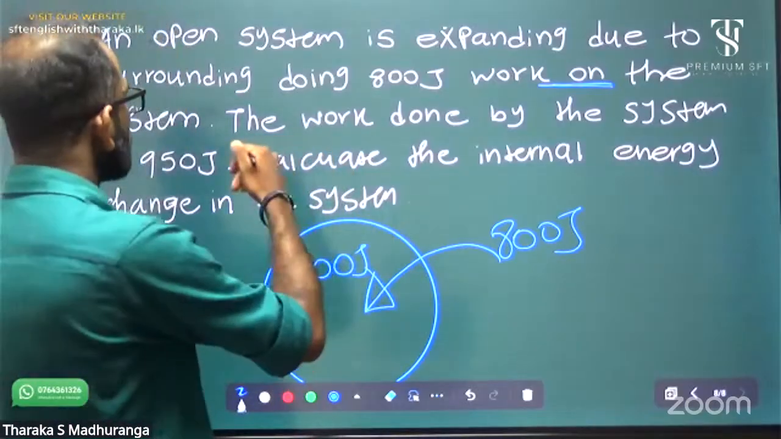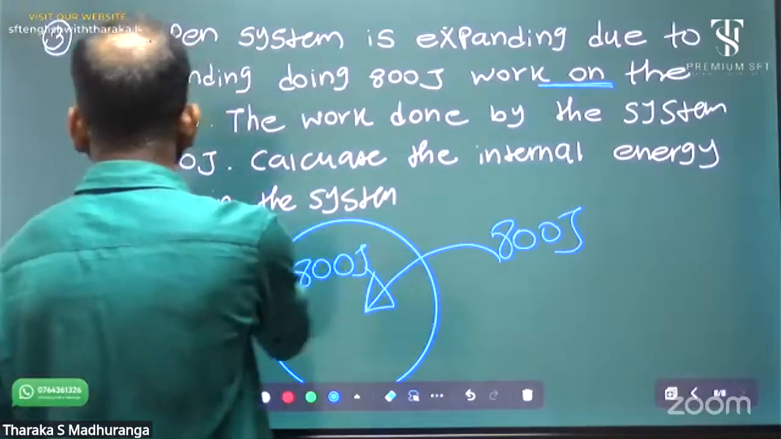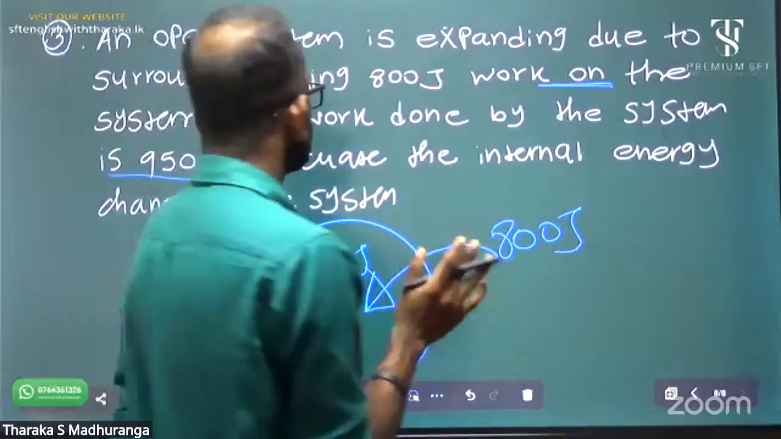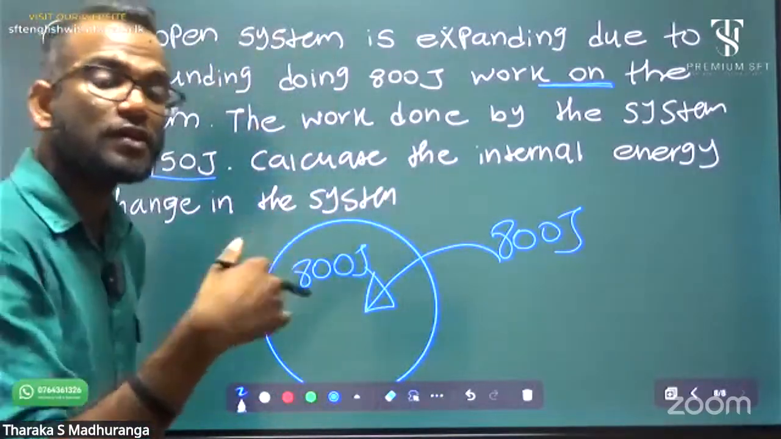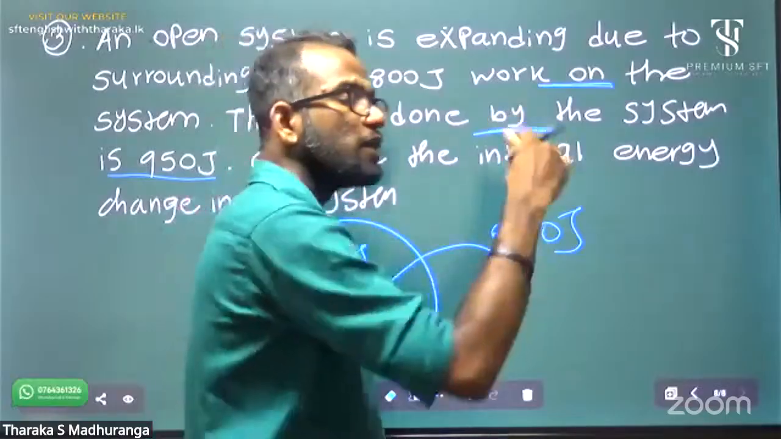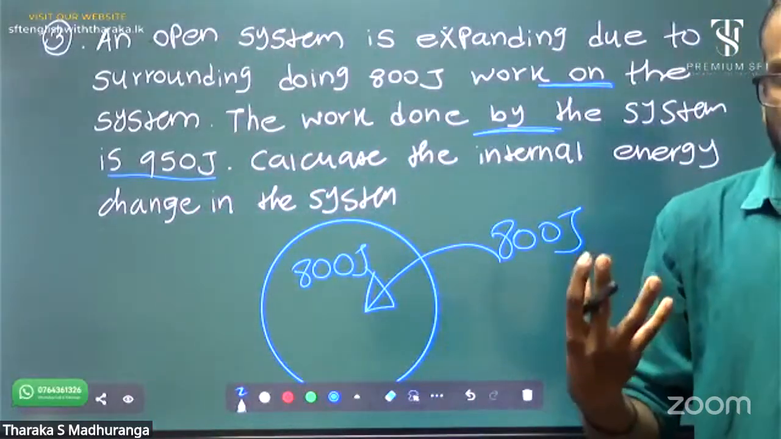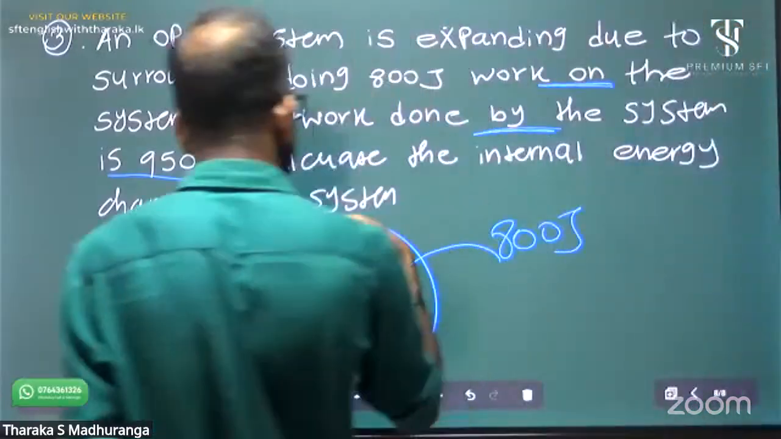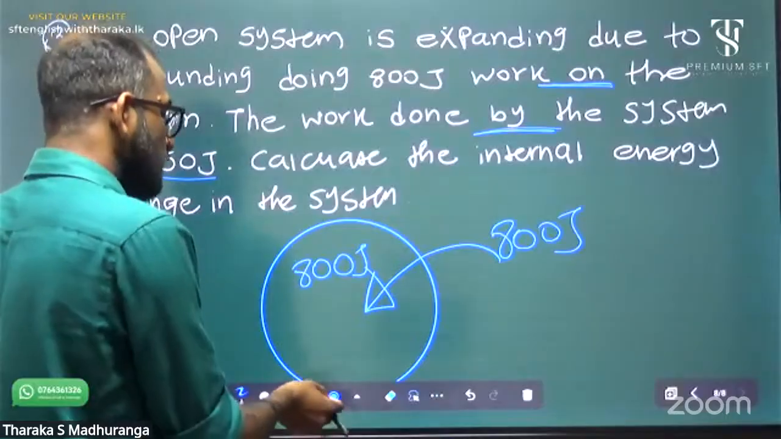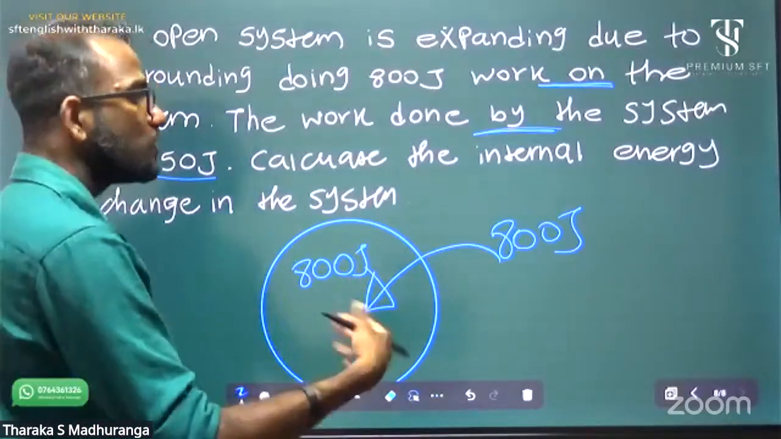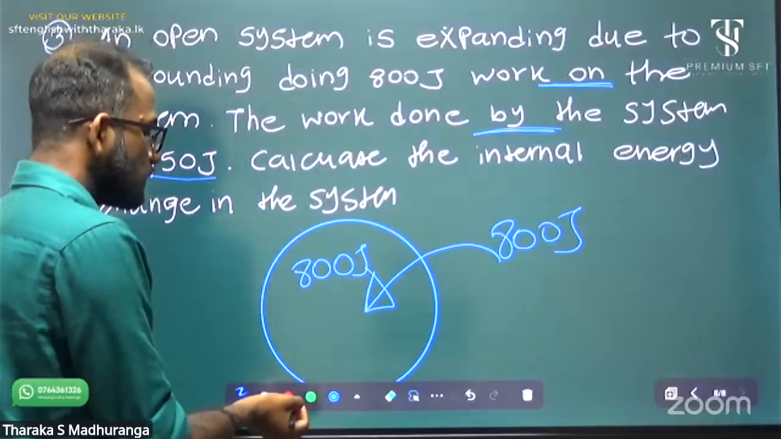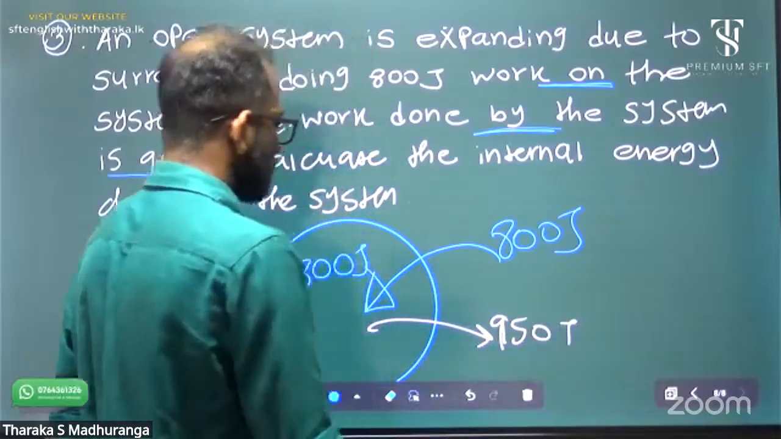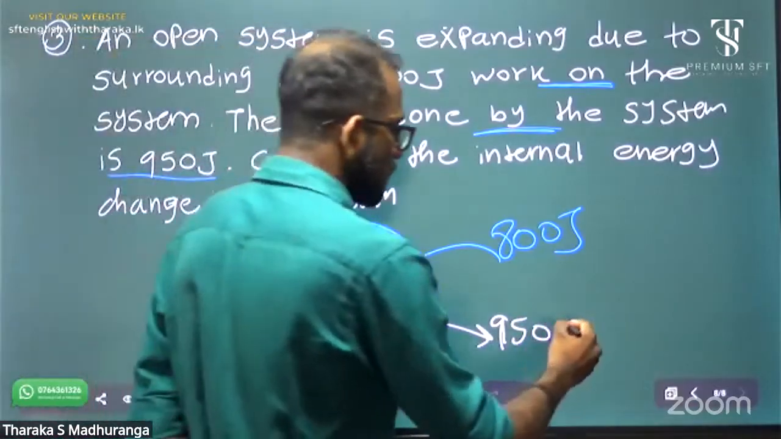And in the second stage, the work done by the system is 950 joule. The system doing work means its energy is being released. Energy releasing means energy is used up, utilized. It uses 950 joules.